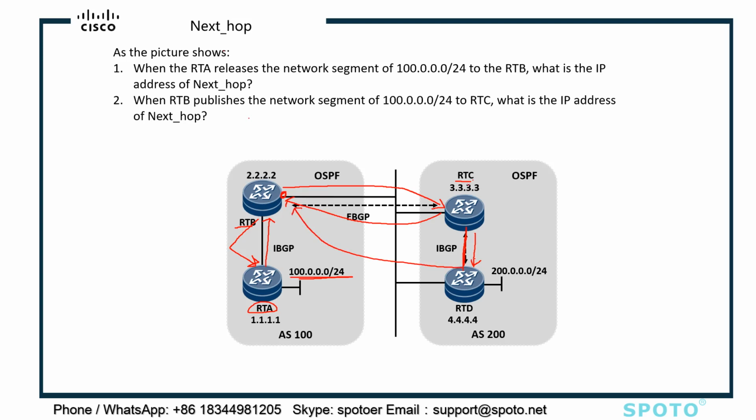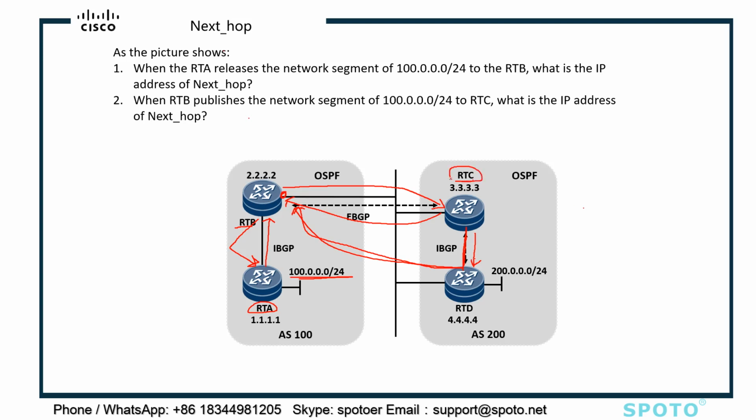We need to know that when the router receives the route from the eBGP neighbor and sends it to the iBGP neighbor, it will not change the next hop. So RTD will think the next hop is RTB. But we can see here, if RTD thinks the next hop is this interface of RTB, the next hop is invalid. So it means this route is not best and is invalid. I can't use this route.